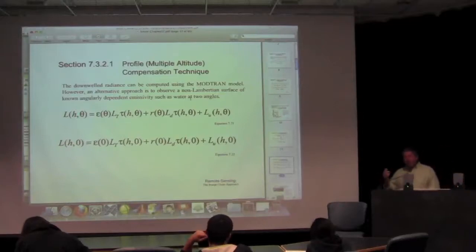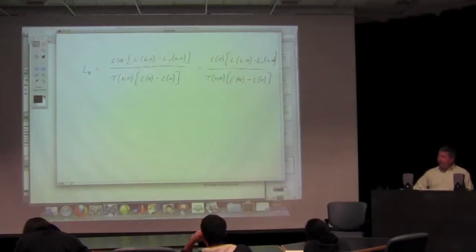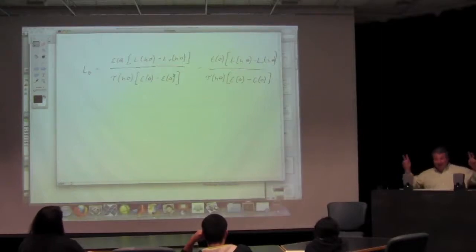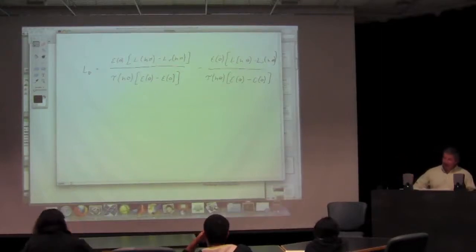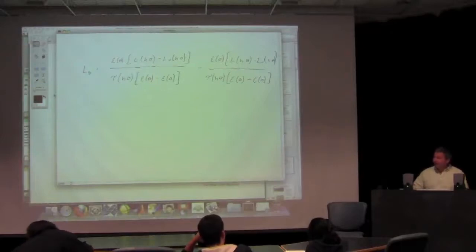But that's pretty awesome, because what you wind up with, if you look at that equation, is you know everything in here. You know LU, you know tau, you know the emissivities, maybe, right? And then you can compute LD. All from just observed data in your scene. No in-scene ground truth collected at all. Everything's just from the aircraft itself. And so really a very attractive technique.